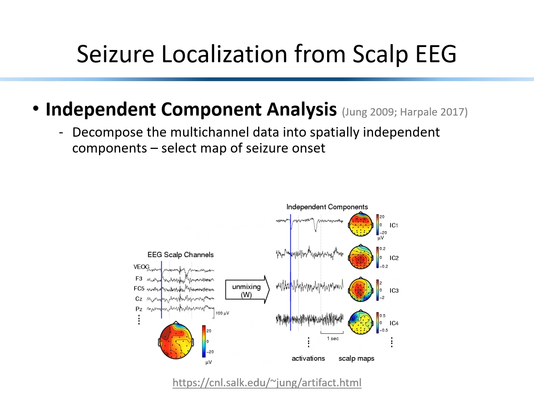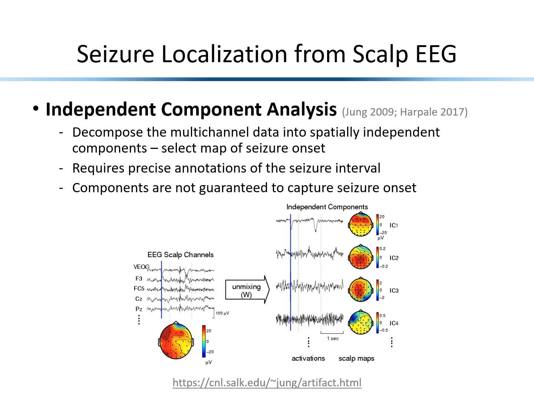Finally, there has been some work using independent component analysis, or ICA, for seizure localization. However, these methods inherit the same problems as inverse source deconvolution. Namely, they require careful human annotations of the seizure interval, and the components are not guaranteed to reflect the seizure onset zone. And even if they do, it can be very difficult to select what the appropriate components are from the data.